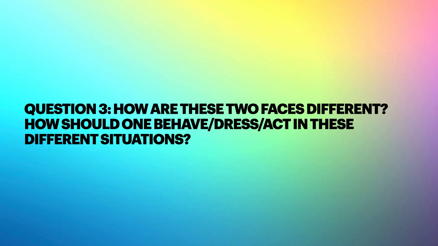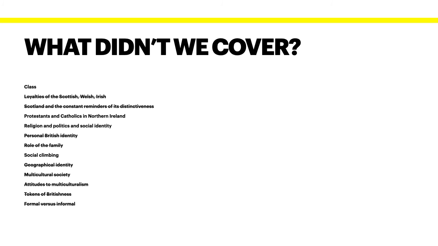Now, finally, I want to go over the topics that we didn't cover in class today, and that's because these are things that you still have to look up for the exam. So we didn't talk about class, the Protestants and Catholics in Northern Ireland, religion and politics and social identity and social climbing, primarily because we covered this last year in Culture and Literature 1.2.